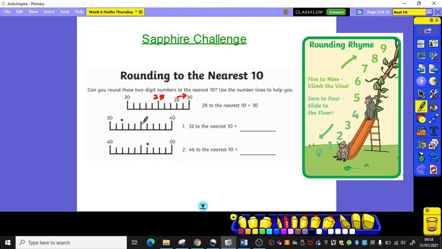So let's just have a look then at this number line. I've got 30 as my multiple of 10 and 40 as my multiple of 10. I can see a number dotted here. Most of you already recognise that that's going to be 32.